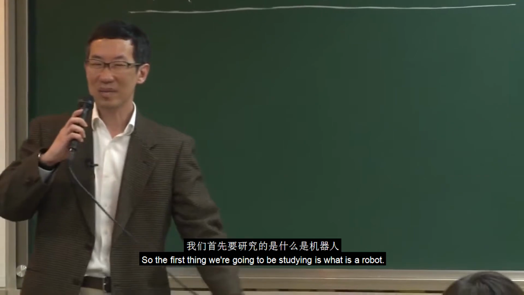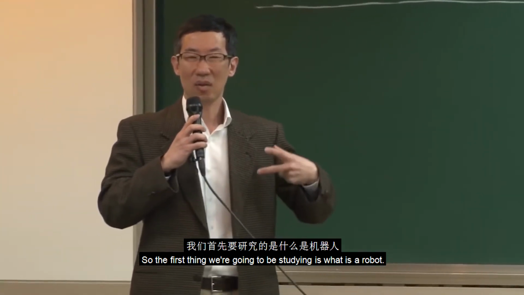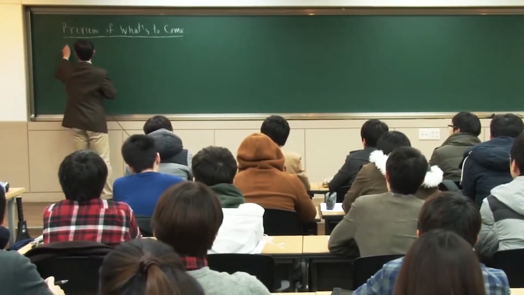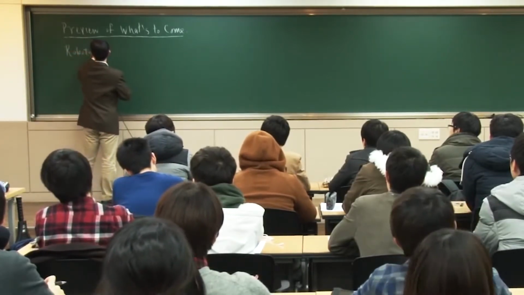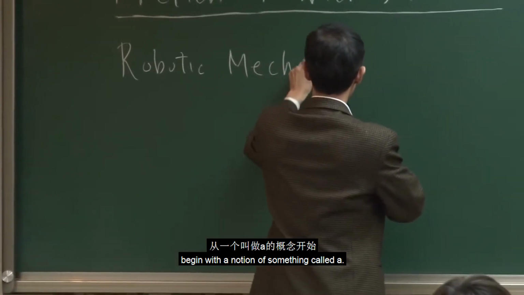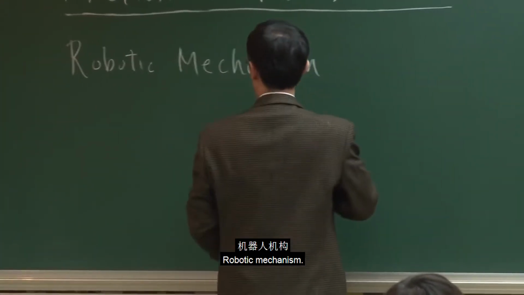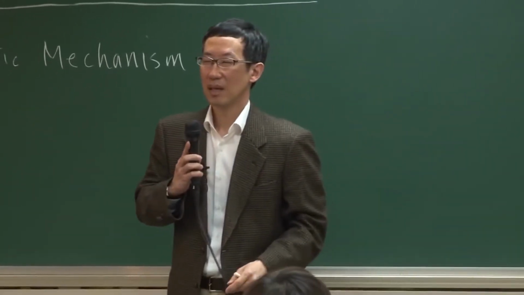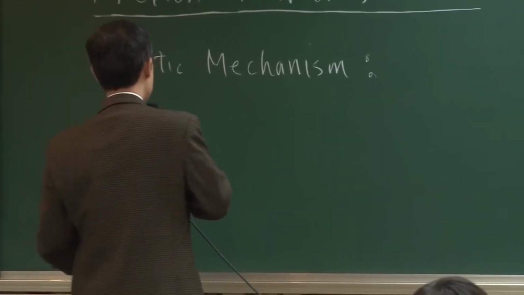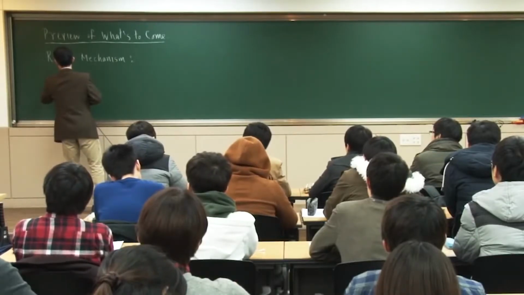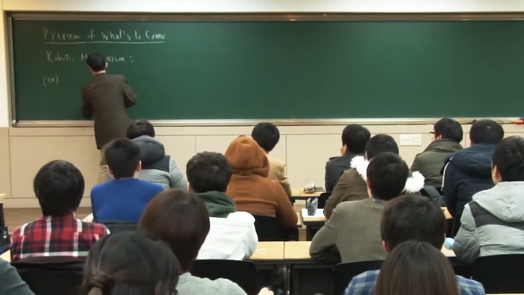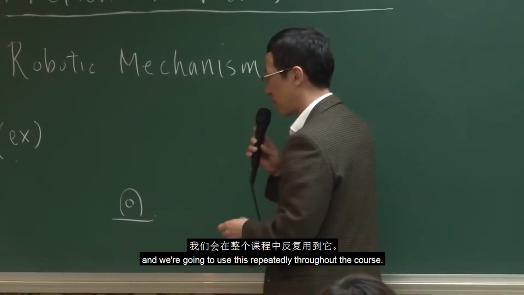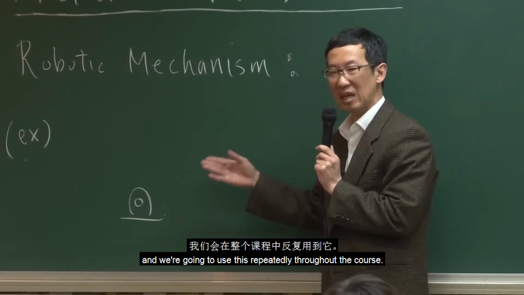All right, so the first thing we're going to be studying is what is a robot? Okay? So, we're going to begin with a notion of something called a robotic mechanism. All right, so let's start with a simple example. Okay, this is about the simplest, non-trivial example of a robot, and we're going to use this repeatedly throughout the course.